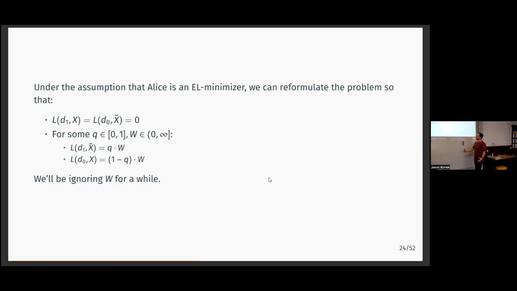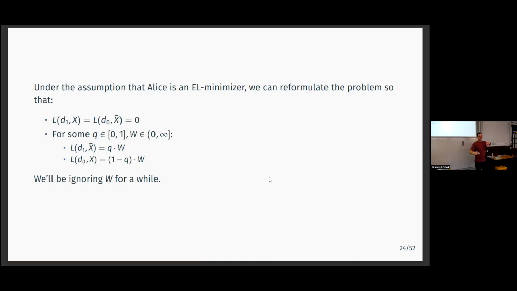Well, you don't get any loss when you do D1 and X is true. But when you do D1 and X is false, you're going to lose Q times some common factor W. I think W is the stakes of the decision. So that was that 5 that we ignored when we divided everything by 5. Right, the 2/5. And for D0, if you do D0 when X is false, you don't lose anything. When X is true, you lose 1 minus Q.